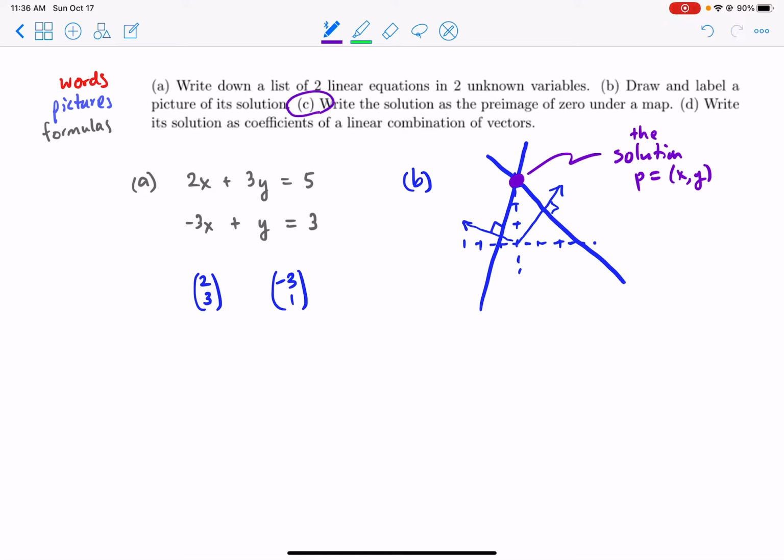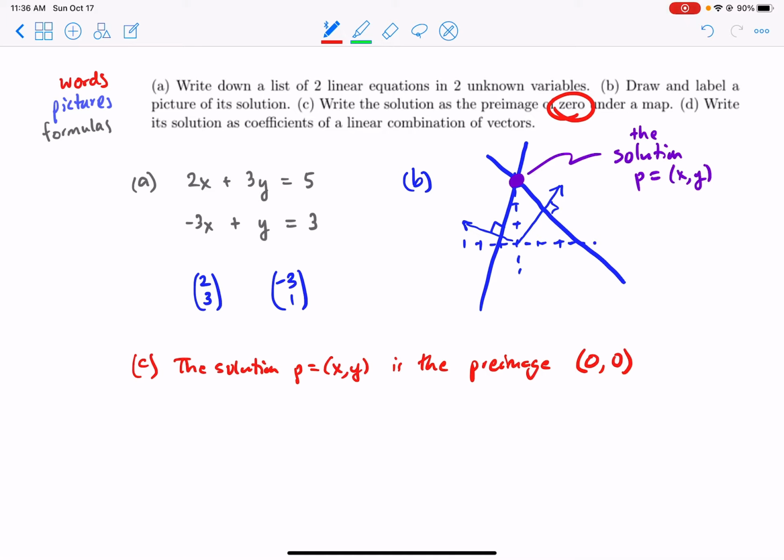Part C. Write the solution as the preimage of 0 under a map. Okay, so I'm going to use words first. This is part C. The solution, P equals x comma y, is the preimage of, well, the 0 vector actually. So this 0 wasn't the number 0. It has to be the 0 vector in order to get the preimage of a map. The preimage of 0, 0, under what map?